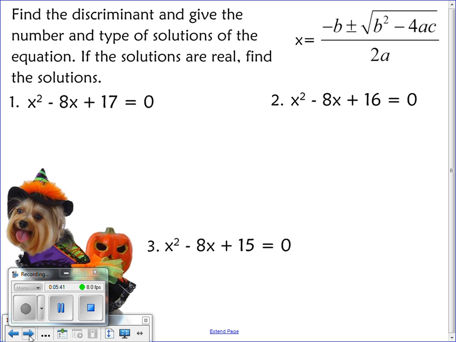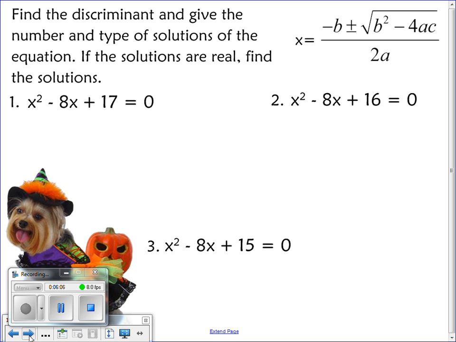Okay, so here we go. Find the discriminant. Give the number and type of solutions of the equation. So does it have one or two solutions? Will they be real or imaginary? If the solutions are real, then find the solution. Jared, you with me? So number one, we want to make sure they're set equal to 0 in standard form. We're good.